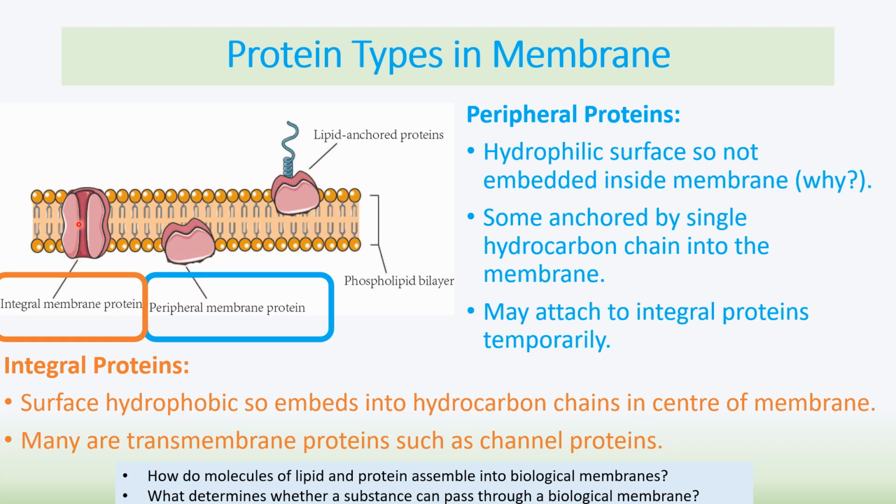Integral proteins, such as this one here, which is clearly a channel protein, have a surface that is hydrophobic, and therefore that's this bit here, so that will embed then into the hydrocarbon chains in the membrane. So this outer surface here is hydrophobic and the inner surface here is hydrophilic, which allows then materials to move through the transmembrane channel and allows the movement of particles via facilitated diffusion, such as charged particles.